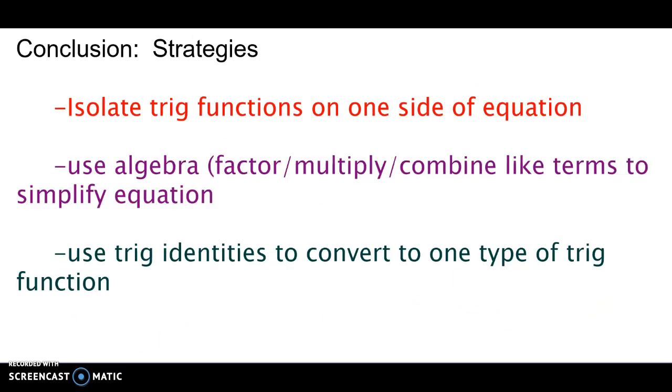All right, so just some strategies. Isolate the trig functions on one side of the equation. We want to use algebra. We could factor. You might see multiplying both sides. You might have to combine like terms. You could see almost anything. It's crazy. And make sure that we use our trig identities to convert to one type of trig function.